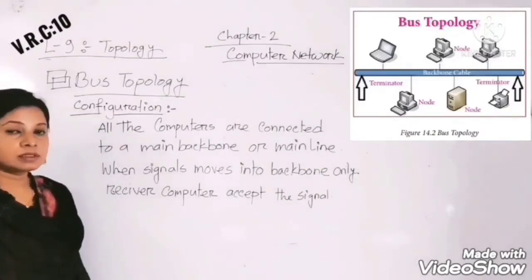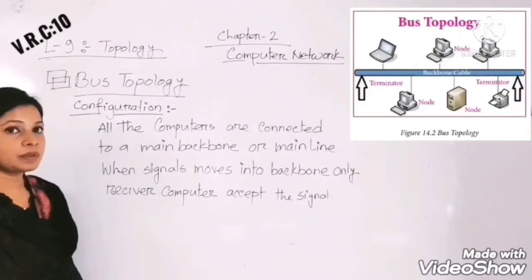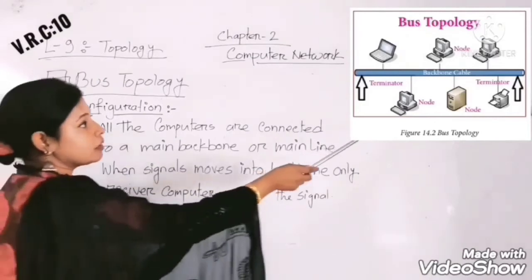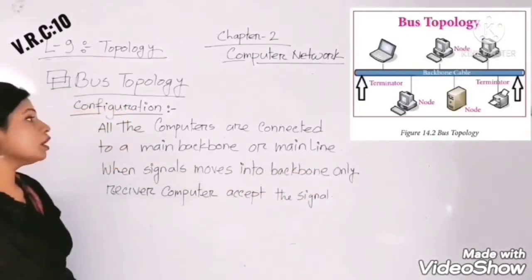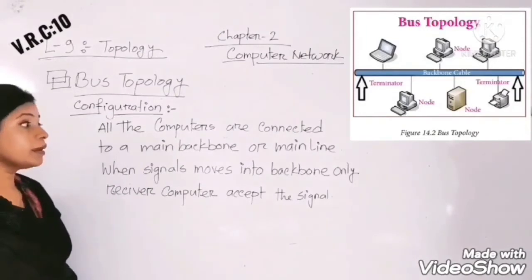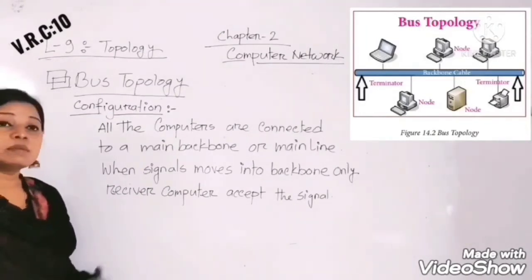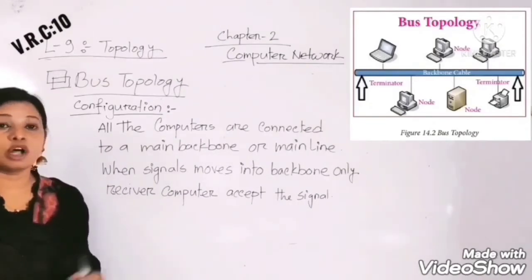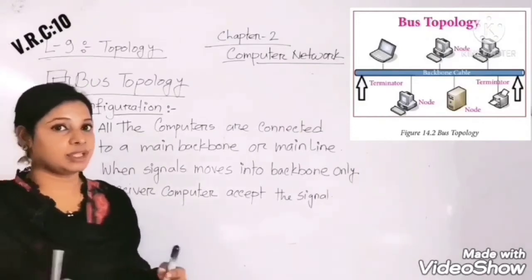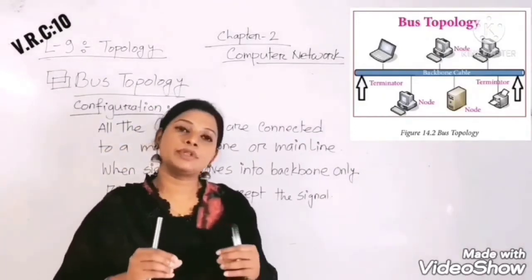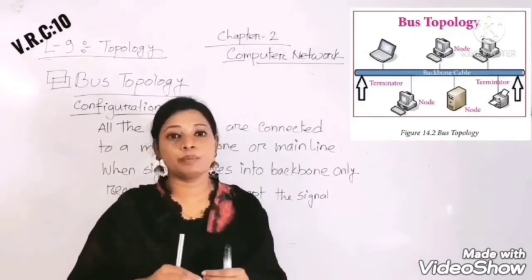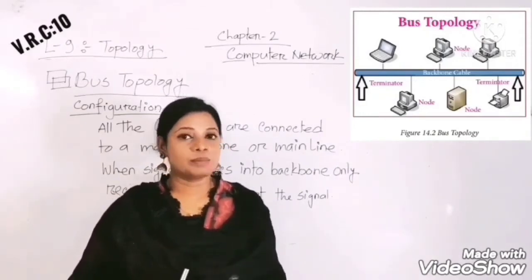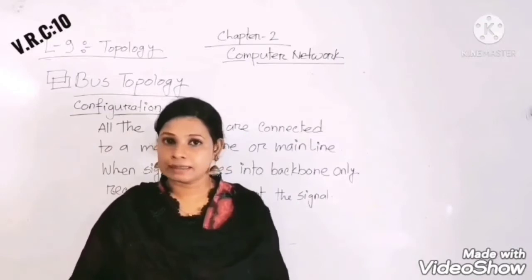My dear students, now see the bus topology. You see, in bus topology the main thing is the backbone. I have shown the backbone here. You see here, all the computers are connected with a main backbone or main line. When a signal moves into the backbone, only the receiver computer can receive the data. Yes, all the signals pass through the main backbone, the main line, and only the receiver computer can receive the data. Other computers cannot receive this required data.